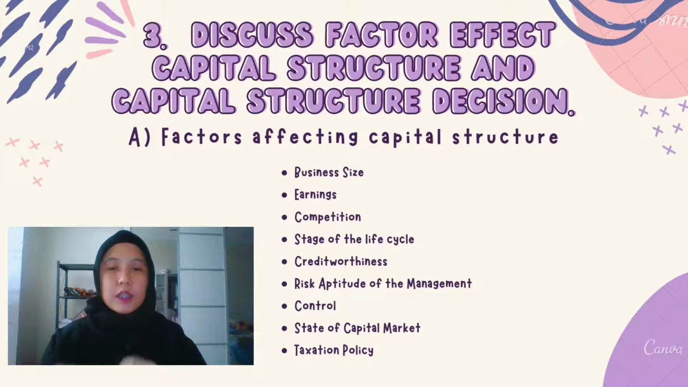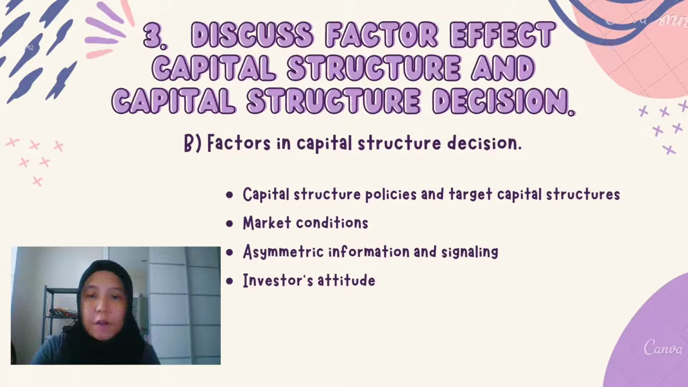The third question is to discuss the factors that affect capital structure and capital structure decisions. The first factor is factors that affect capital structure. There are a few, such as business size, earnings, competition, stage of the life cycle, creditworthiness, risk aptitude of the management, control, state of capital market, and taxation policy. Now I will talk about factors in capital structure decisions.